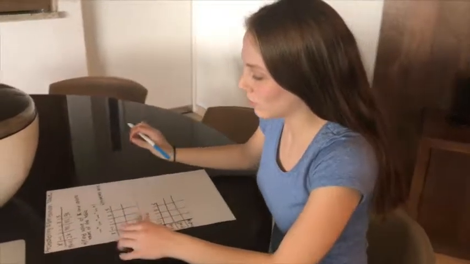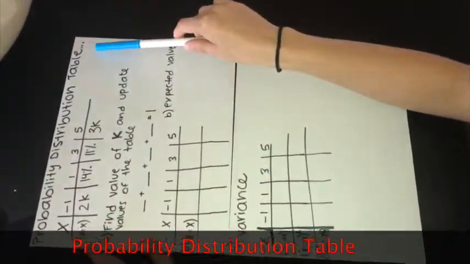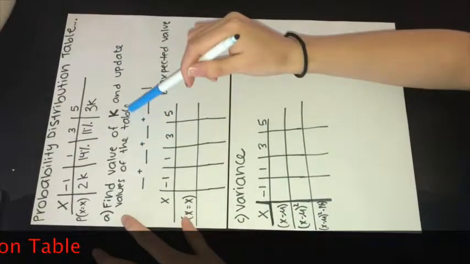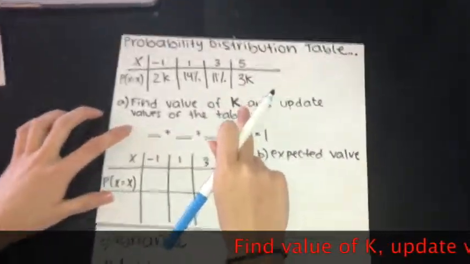I'll explain problem number 8 from section 2. The problem we're given, they give us a probability distribution table, and they're asking us to find the value of k and update the values of the table, to find the expected value, and to find the variance. So first of all, we need to find the value of k.